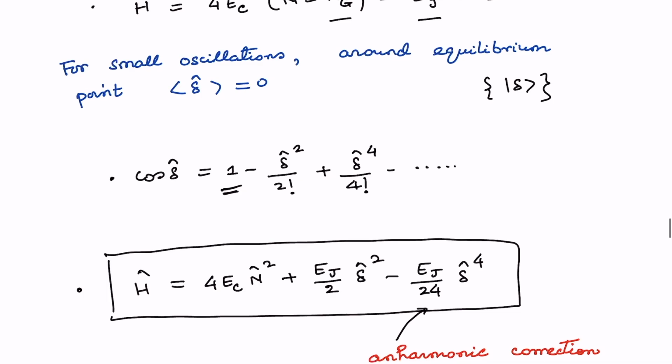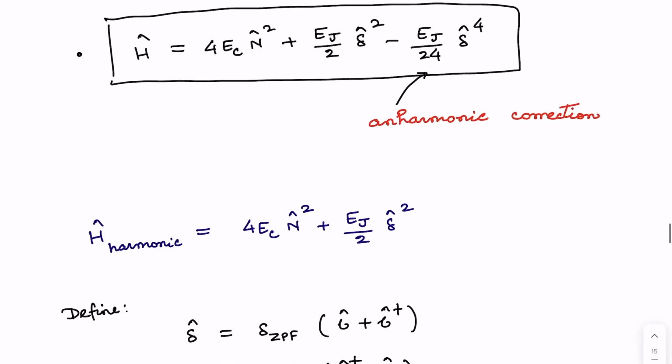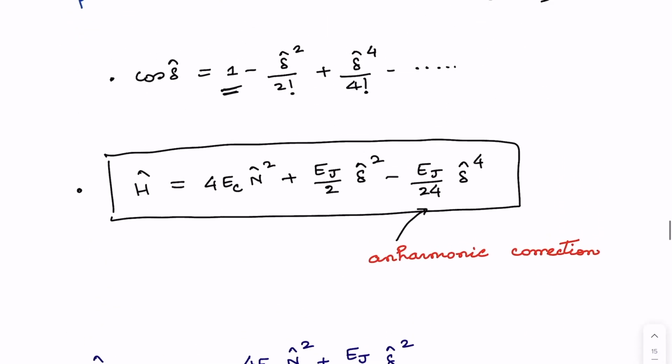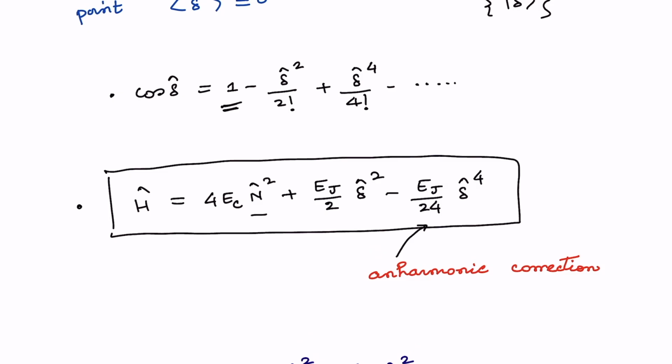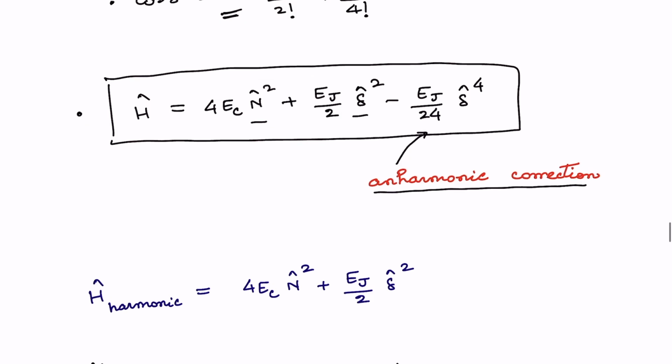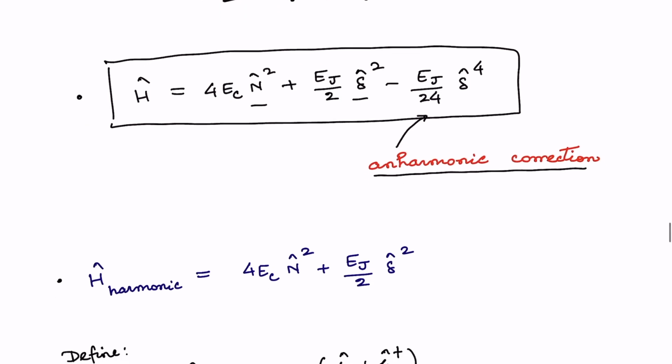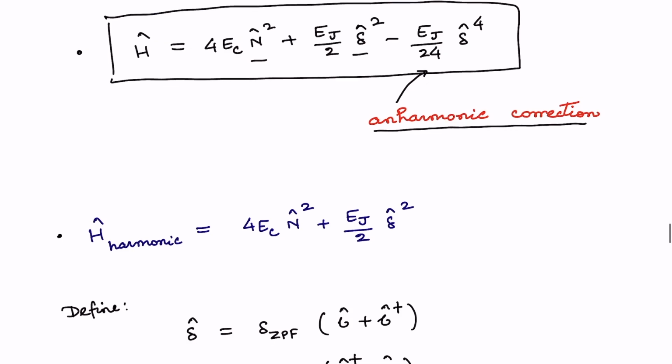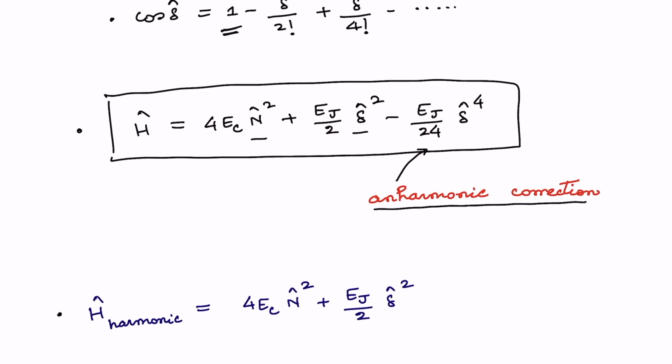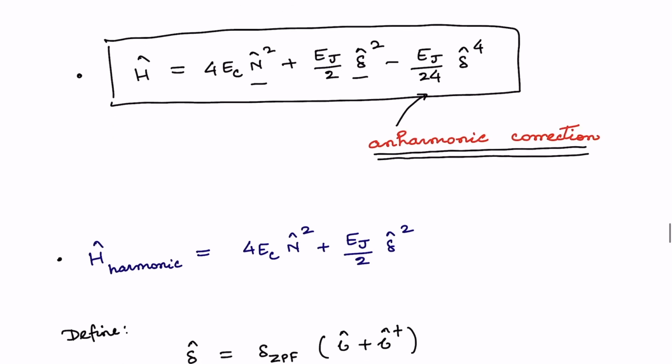As you can see, this Hamiltonian has the form of a harmonic oscillator because it is quadratic in the number operator and quadratic in the phase operator. If we neglect this anharmonic correction, then this is a harmonic oscillator Hamiltonian. And we can solve this Hamiltonian with the anharmonic correction term by considering it as a perturbation. To do that, however, first let us consider the harmonic part of the Hamiltonian.